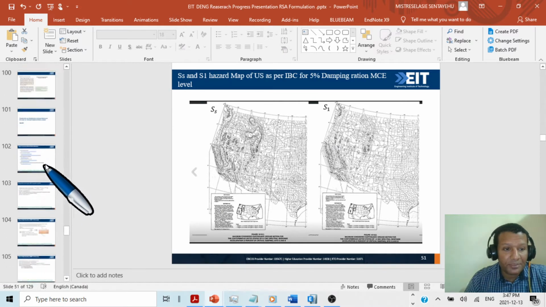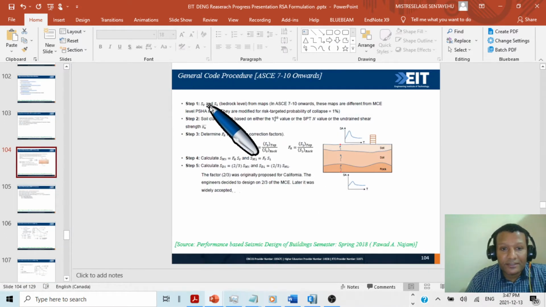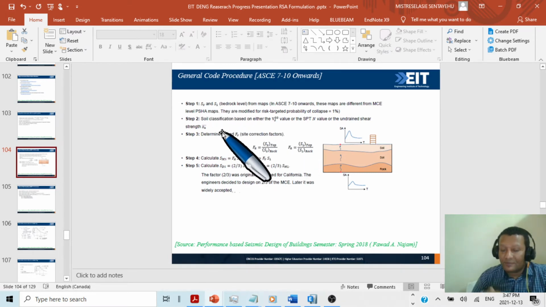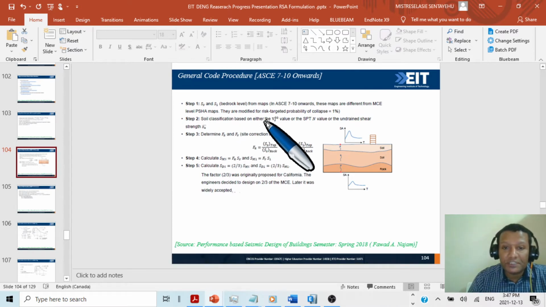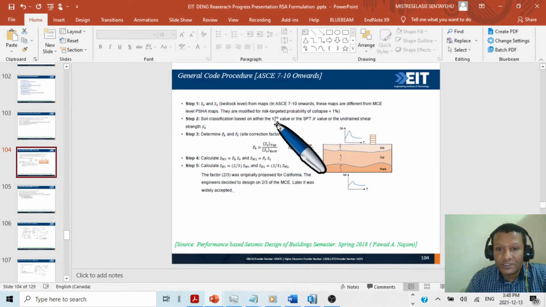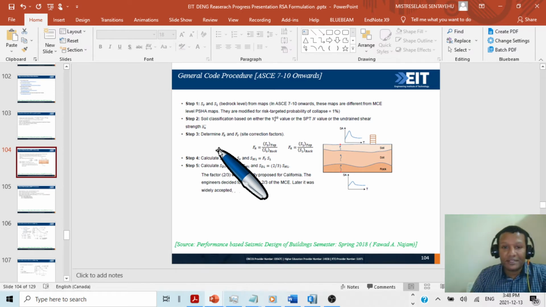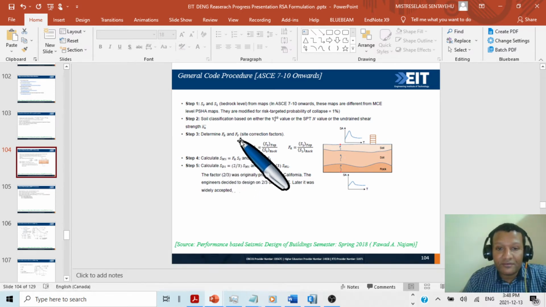Once you read from the map, once you get SS and S1 value, then soil classification. From your soil classification, based on the V30 shear wave velocity value, SPT value, or undrained shear strength, you will find your soil type. And once you get SS, S1 and these values, again from the table, which I explained in my second video, you can find FA and FV values.